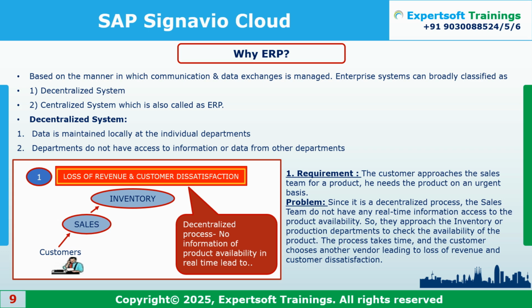These are some problems I've quoted here. As I mentioned, the customer approaches the sales team for a product on an urgent basis. Since it is a decentralized process, the sales team does not have real-time access to product availability, so they approach the inventory or production department to check. This process takes time, and the customer chooses another vendor, leading to loss of revenue and customer dissatisfaction. This was the problem in the decentralized system.